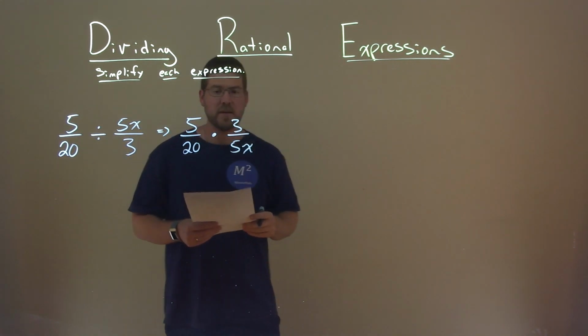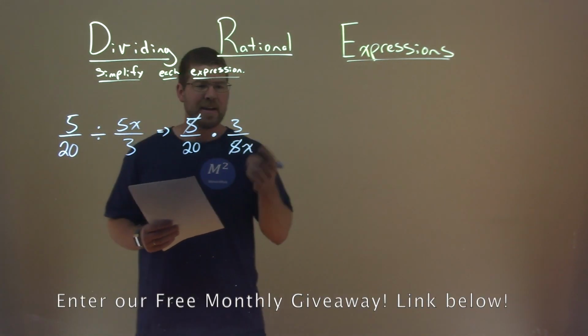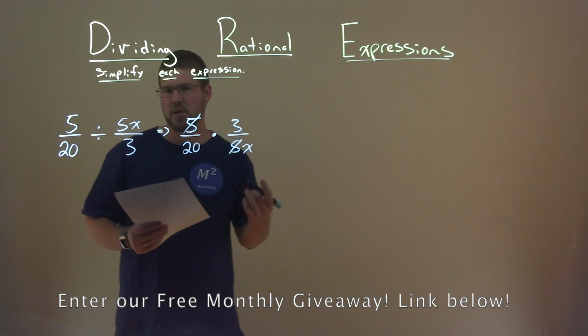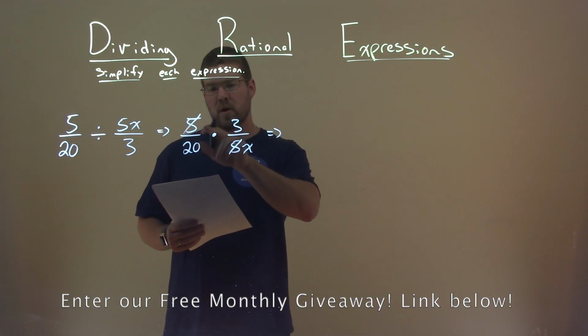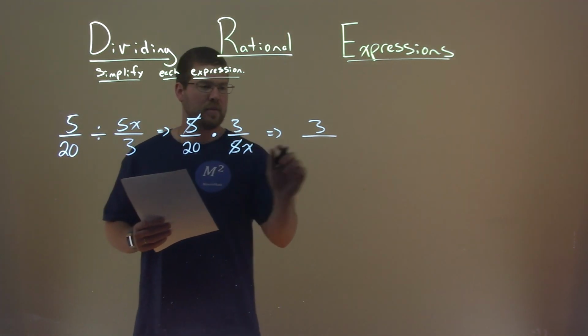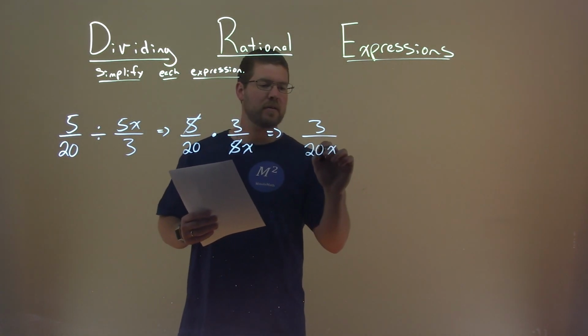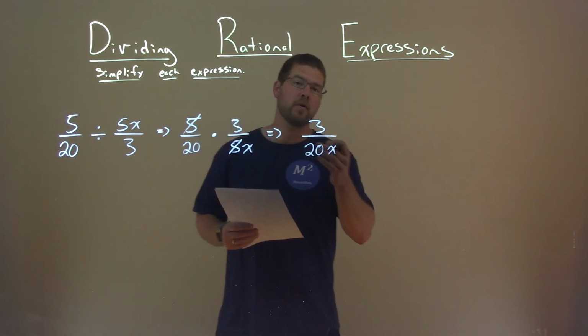This one's actually pretty easy to solve. We see the 5's here can cancel, and nothing else really cancels. 3 and 20 don't share a common divisor. So we multiply across the numerator. Well, 1 times 3 is 3. Denominator, multiply across, 20 times x is 20x. And so there we have it. 3 over 20x is our final answer.